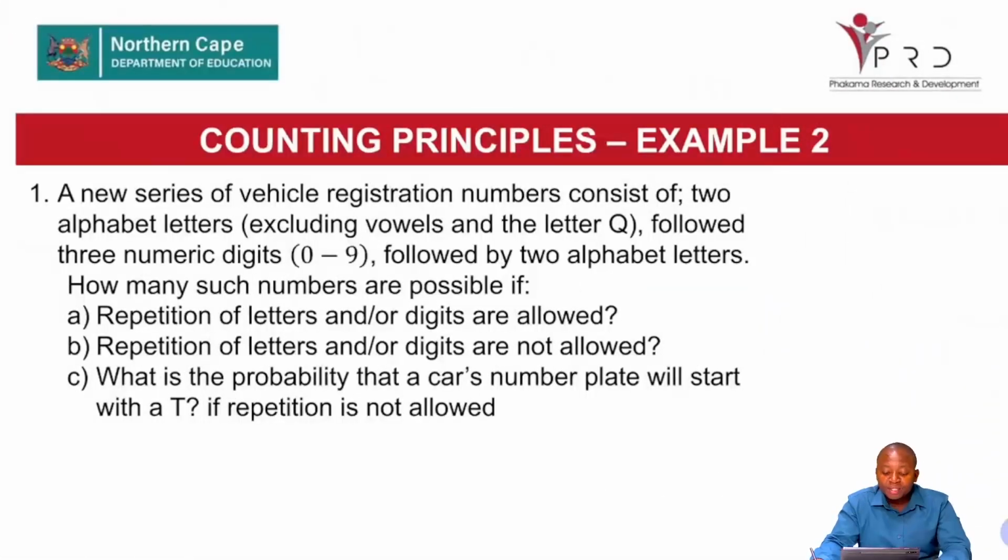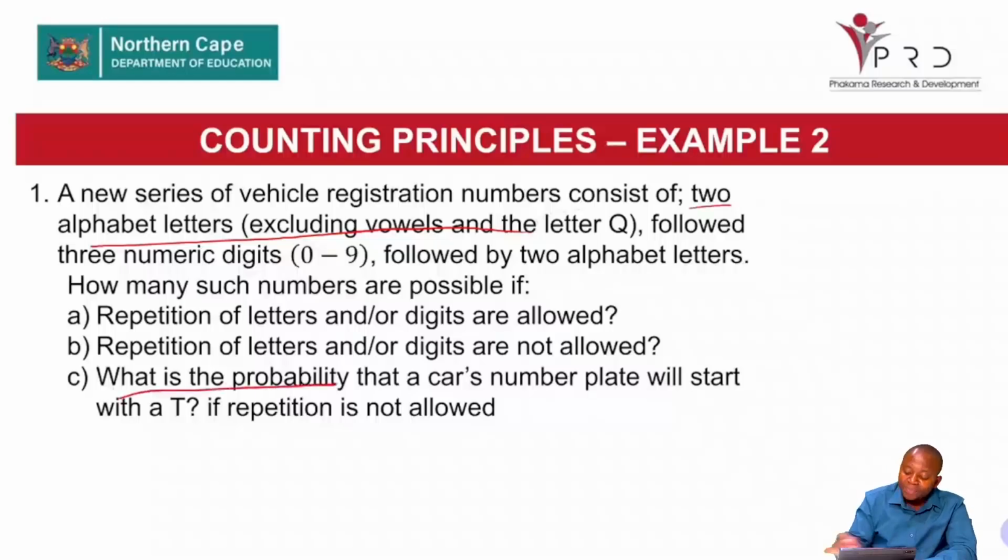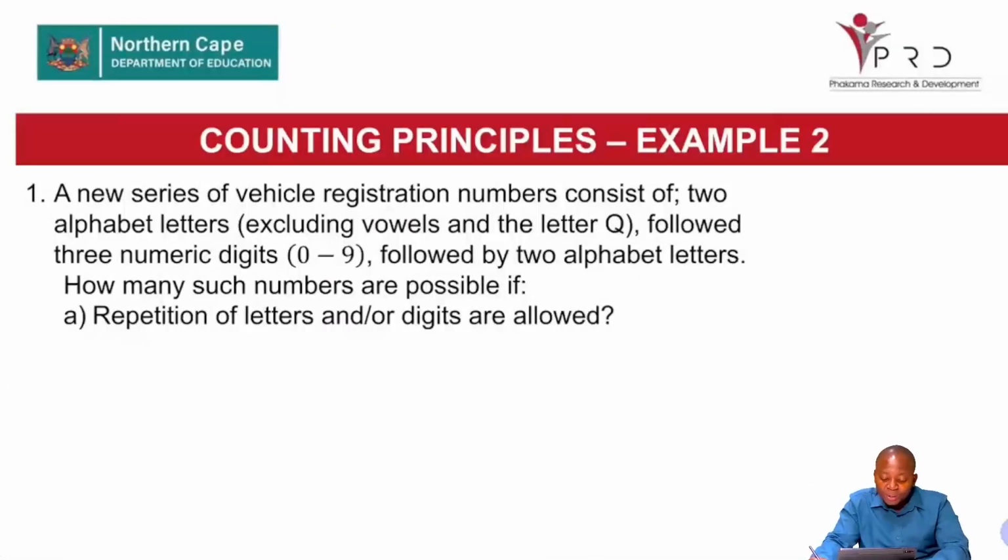Now let us look at probability using counting principles. Now let's look at this example. In this example, we are told that a new series of vehicle registration consists of 2 alphabet letters, excluding what? Excluding vowels and the letter Q, followed by 3 numeric digits, 0 to 9, followed by 2 alphabet letters. How many such numbers are possible if repetition of letters and/or digits is allowed? No repetition. The last one is, what is the probability? Now let us go to this one. Now we are told that a new series of vehicle registration consists of 2 alphabet letters. So it's 2.